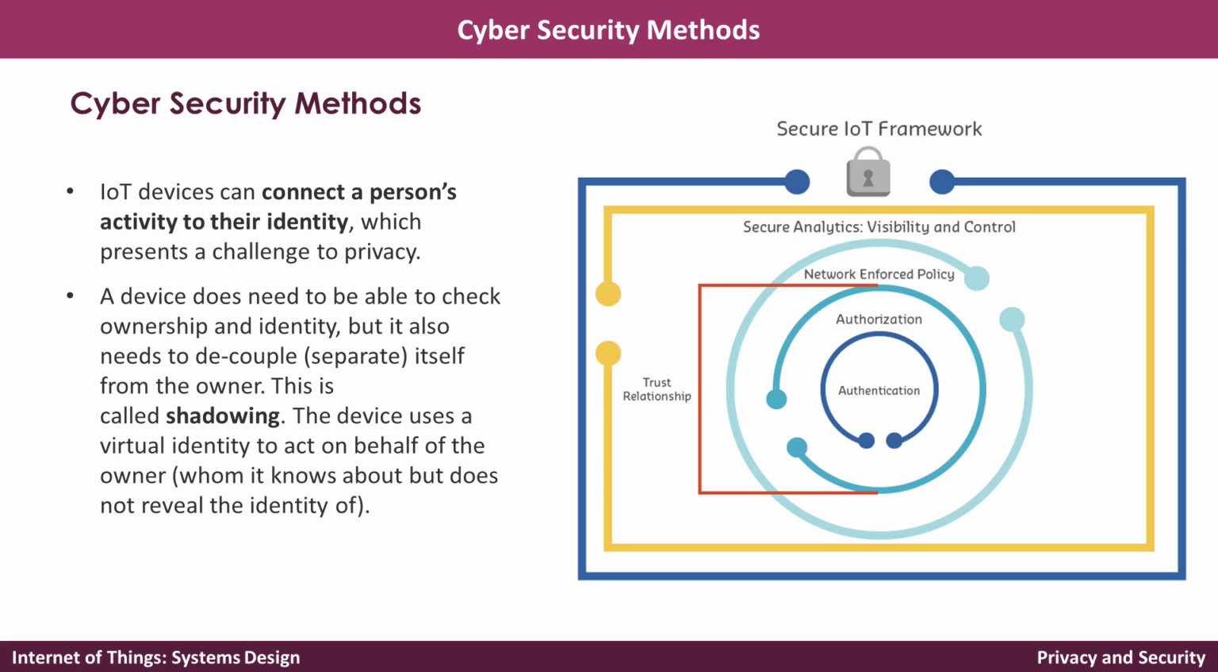Because otherwise, devices are the representatives of people, and all the activities performed by the people that are recorded by these devices could be easily linked together. So this process is called shadowing. The devices use a virtual identity to act on behalf of the owner, but it does not reveal who the owner is.